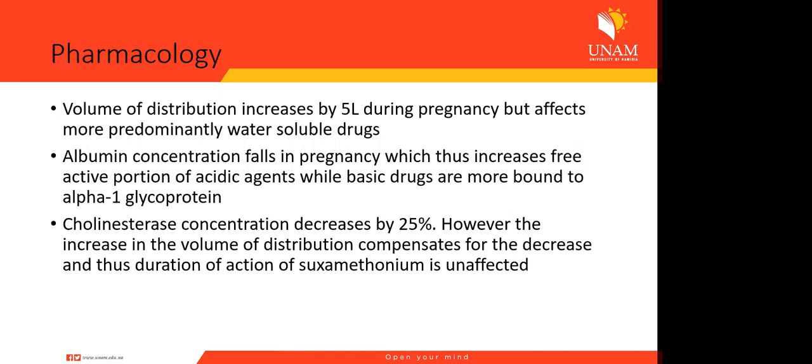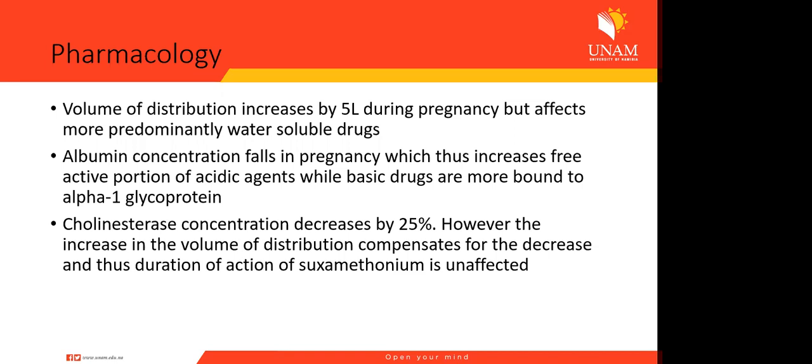Pharmacological changes: the volume of distribution increases by 5 liters during pregnancy, but note that it affects predominantly the water-soluble drugs. Albumin concentration falls in pregnancy, so drugs that are bound to albumin, you need to reduce their doses. This increases the free active portion of acidic agents, while basic drugs are more bound to alpha-1 glycoprotein.